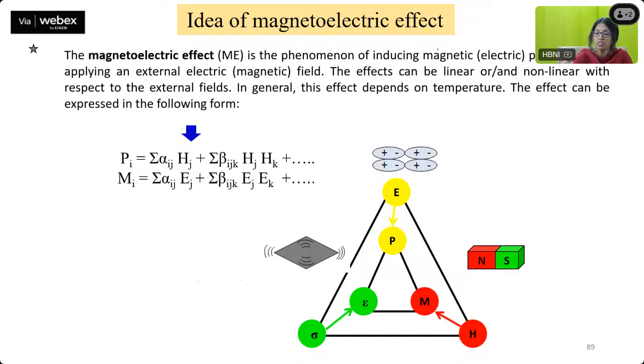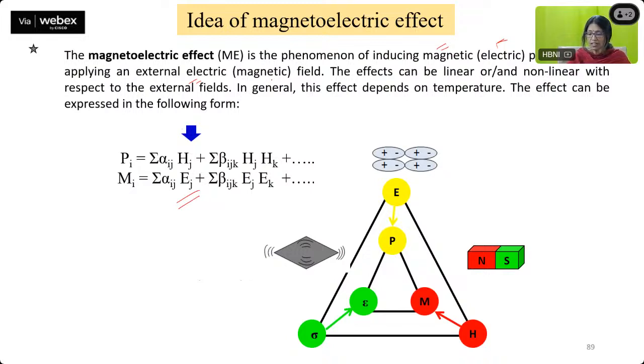So you are inducing a magnetic field by applying an external electric field, or you are applying an external magnetic field and what you are seeing is an induced electric field. And these effects can be linear or non-linear with respect to the external field. In general, this effect depends on temperature, and this is how you mathematically express this particular effect.